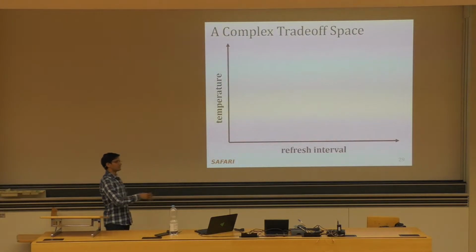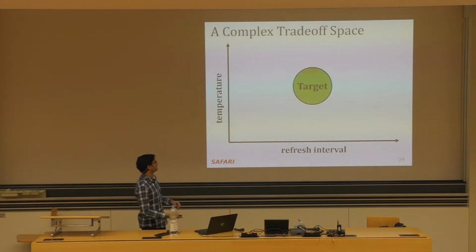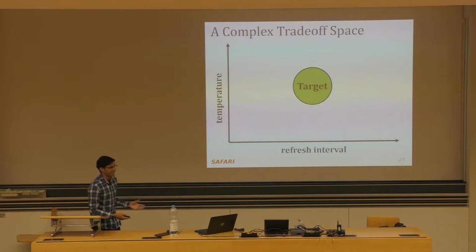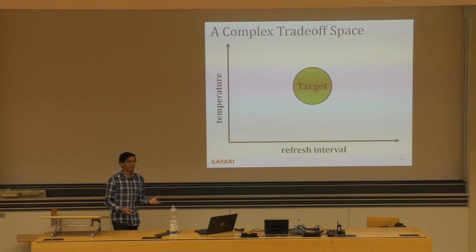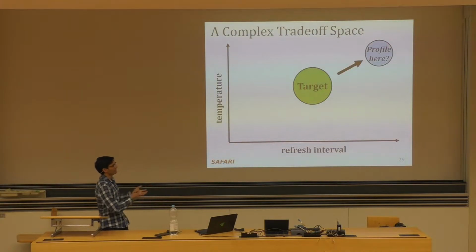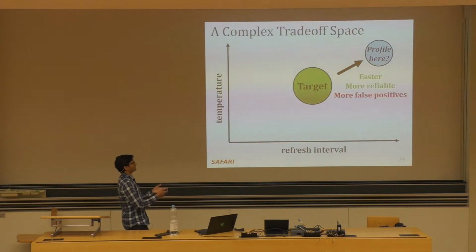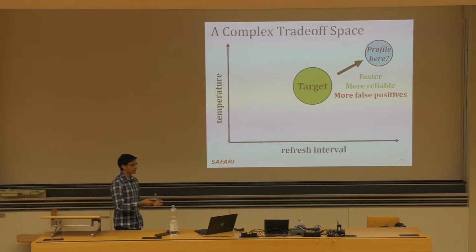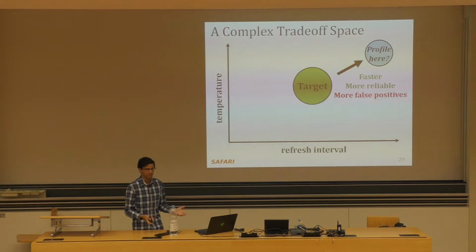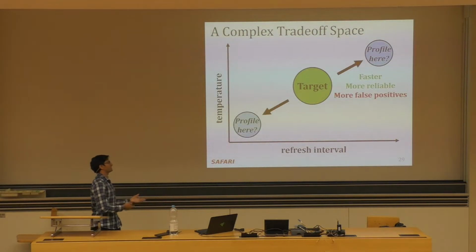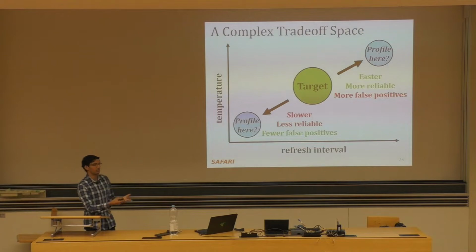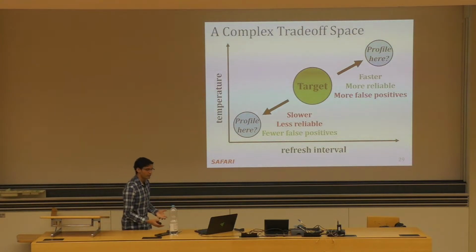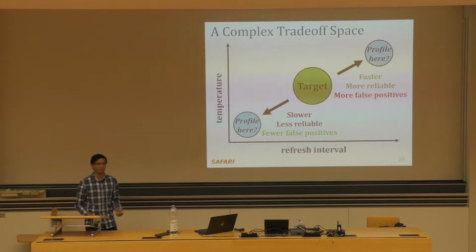Right, so we can think of this as a sort of complex trade-off space here, right? We have temperature on one dimension, refresh interval on the other, and some target that we want to operate our device at. And so the questions we sort of need to ask are, where do we need to profile? How far do we need to go? If we go up, increase the temperature, increase the refresh interval, the profiling will be faster, more reliable, but we get false positives. Instead, we could go in the opposite direction, right? What will happen here is profiling will be slower, potentially less reliable, but we'll have far fewer false positives, right? And we could potentially move anywhere in this space to do our profiling.